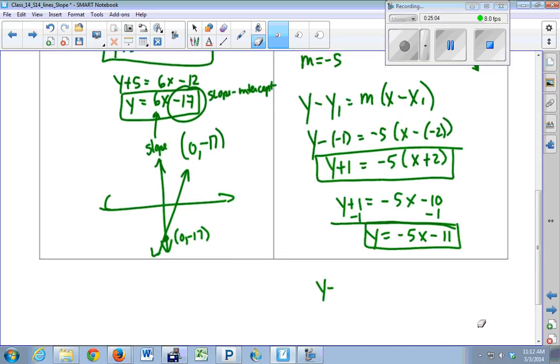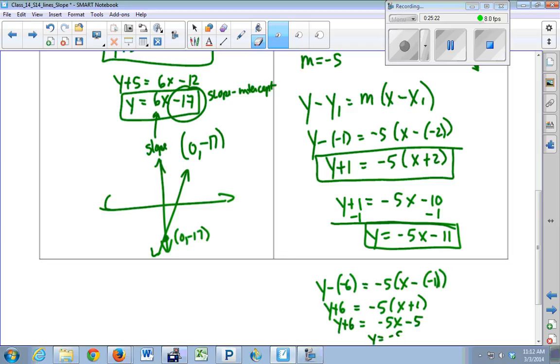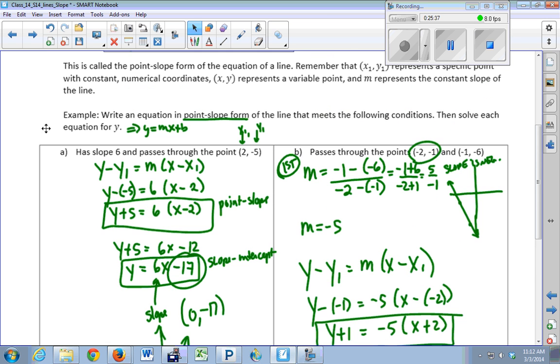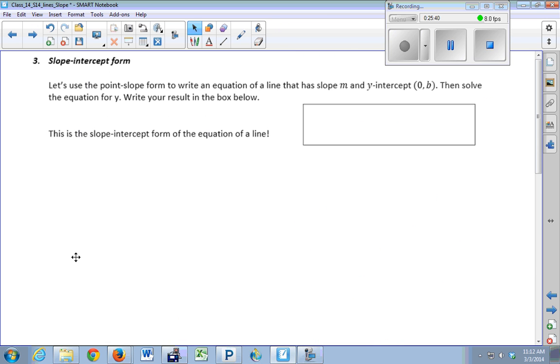Okay, so y is negative 6 and x is negative 1. So we get y plus 6 equals negative 5 times x plus 1. Y plus 6 equals negative 5x minus 5. And y equals negative 5x minus 11. So in the end, regardless of which point you use, you get exactly the same line, because they're all equivalent equations. They're all the same equation, just in a different form. Okay. All right. So you're going to have a lot of practice doing this later on.